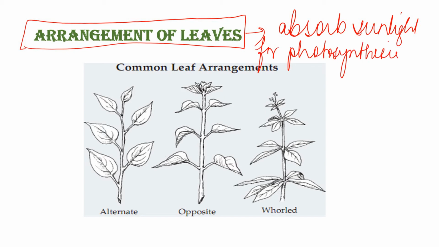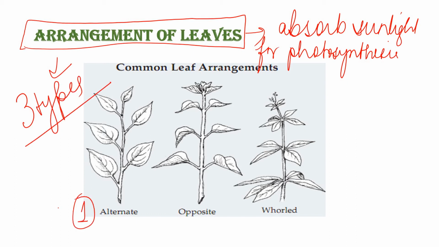Okay, for photosynthesis, so that each of the leaves can get proper sunlight and can prepare the food for the plants. Now there are three types of arrangement of leaves. Number one type is the alternate one. What is there in the alternate one? See, in this type of leaf arrangement, only one leaf is present in the node and successive leaves appear in opposite directions. Can you see this one?